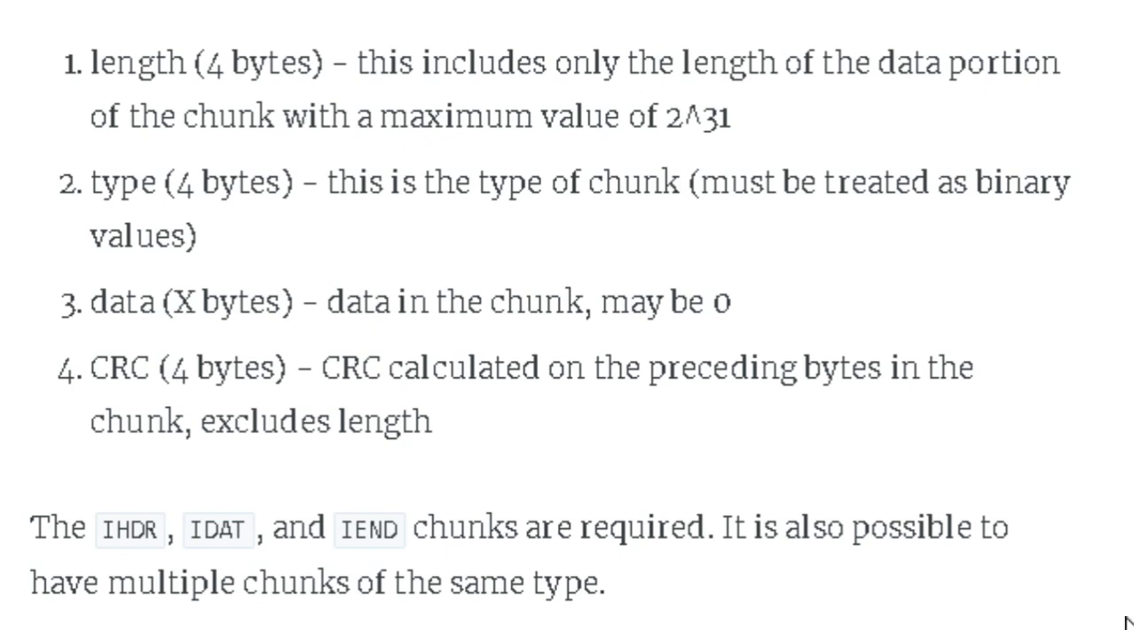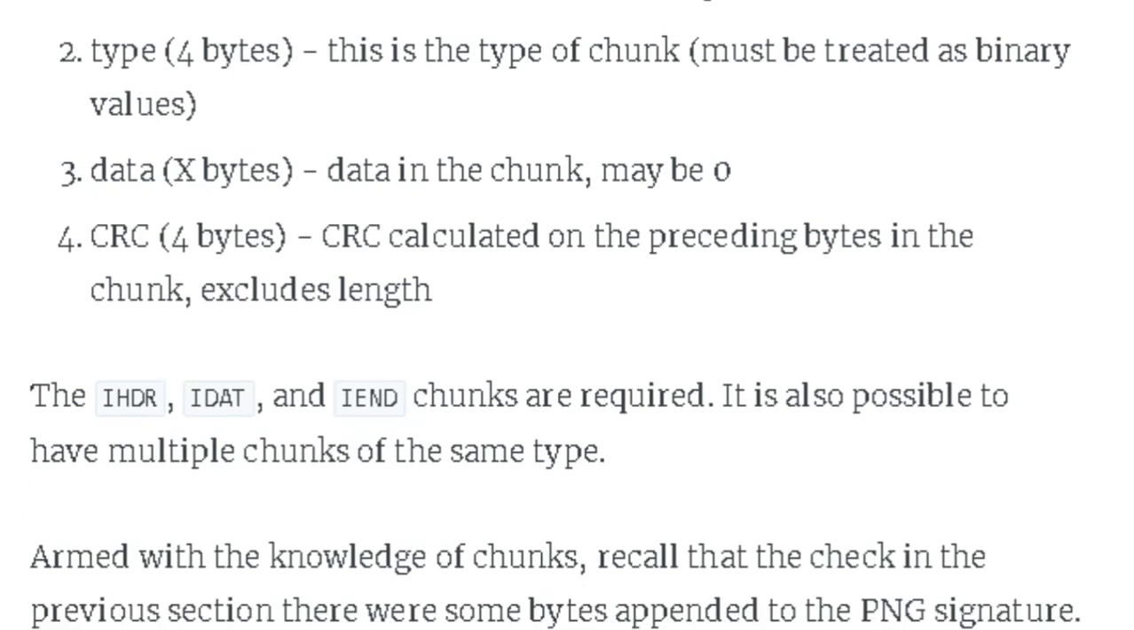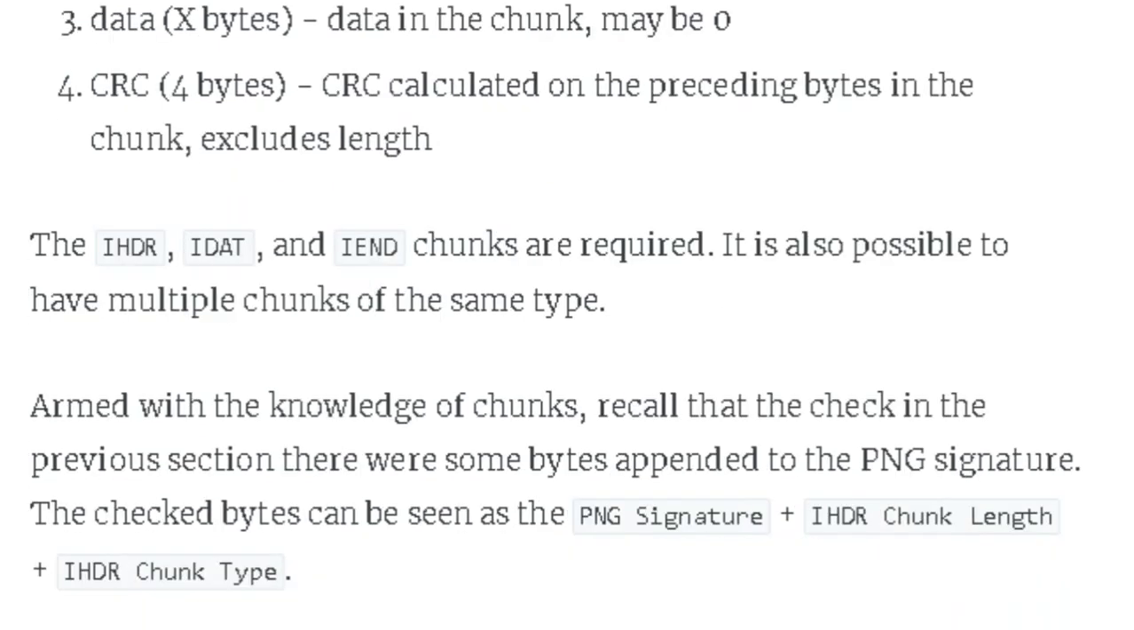2. Type, 4 bytes. This is the type of chunk, must be treated as binary values. 3. Data, x bytes. Data in the chunk may be 0. Let me say that again. 3. Data, x bytes. Data in the chunk may be 0. 4. CRC, 4 bytes. CRC, calculated on the preceding bytes in the chunk, excludes length. I do not know what CRC stands for. I believe it's cyclical something or other, because I've seen it before, but I do not remember.